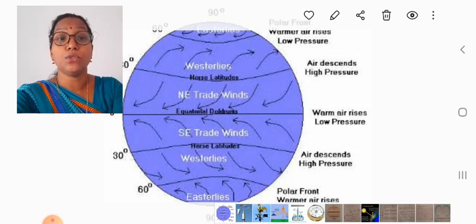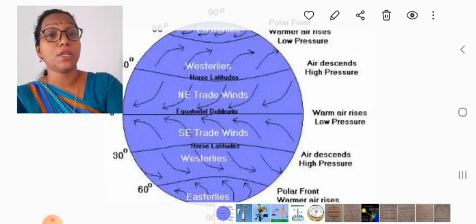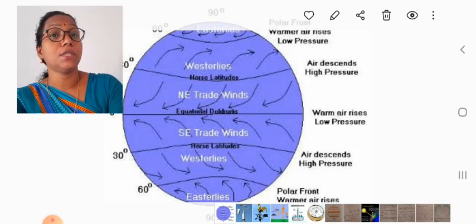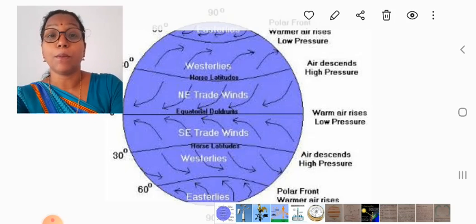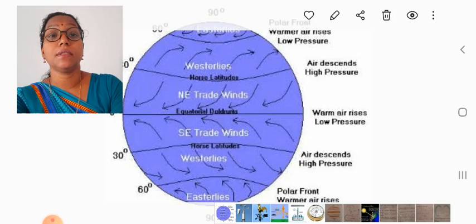So these polar easterlies are blowing from the east direction towards the subpolar low pressure regions, and in the northern hemisphere also they are blowing from the north polar region to the subpolar low pressure regions. So these are called polar easterlies. They are blowing from the polar regions to 60° north and south latitudes.